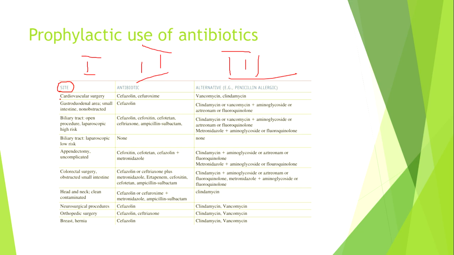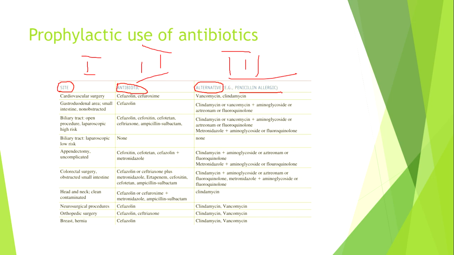So cardiovascular surgery impacts our vessels or our heart. So we must use antibiotics which can be stored in these parts of the body. For cardiovascular surgery it is cefazolin or cefuroxime. Alternative. Why is it important?